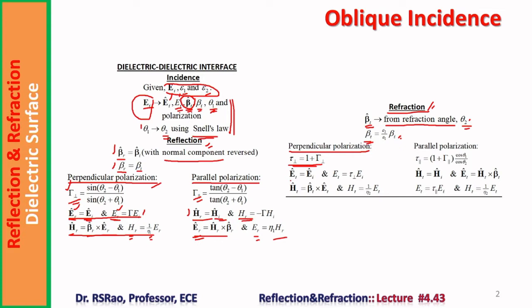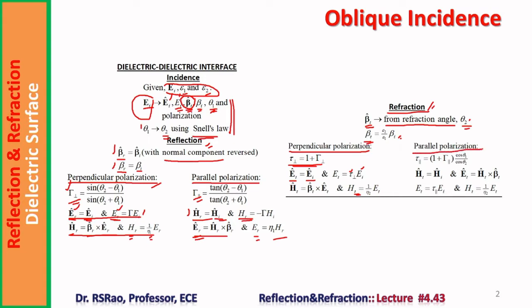the direction of the electric vector in the transmitted wave is the direction of the electric vector in the incident wave. From that relation, ET cap can be obtained. The amplitude of the electric vector in the transmitted wave is the transmission quotient multiplied by the electric vector in the incident wave. The direction of the magnetic field in the transmitted wave is, of course, the cross product of beta t cap with ET cap. The amplitude is 1 by eta 2 into ET.